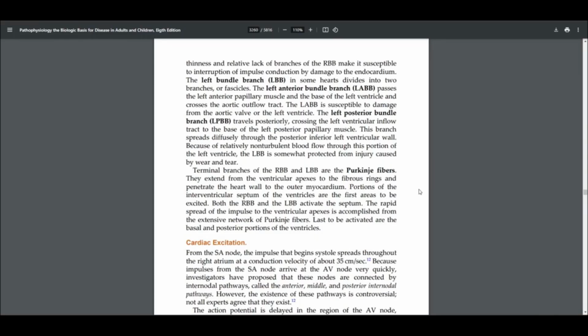The left posterior bundle branch, or LPBB, travels posteriorly, crossing the left ventricular inflow tract to the base of the left posterior papillary muscle. This branch spreads diffusely through the posterior inferior left ventricular wall. Because of relative non-turbulent blood flow through this portion of the left ventricle, the LBB is somewhat protected from injury caused by wear and tear.